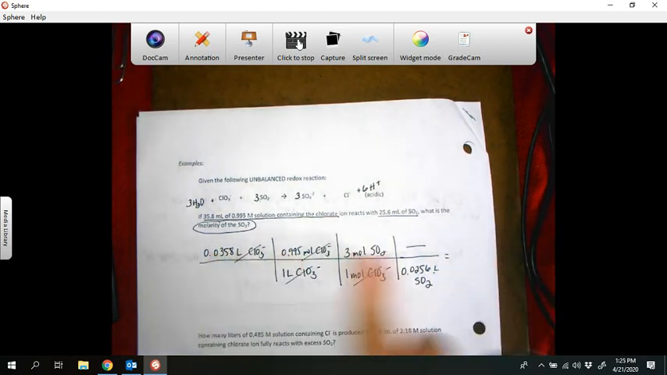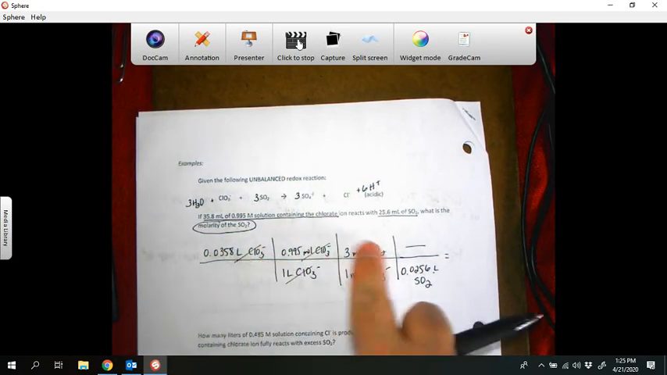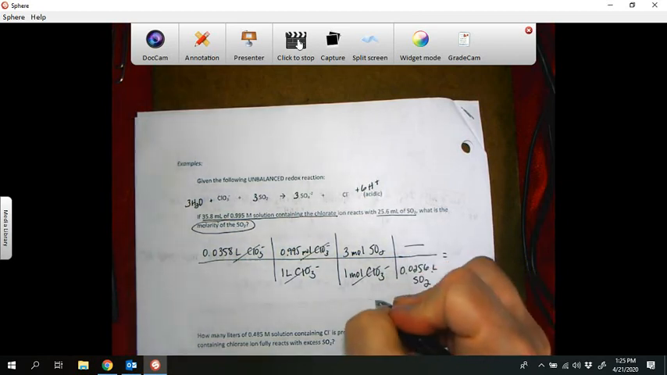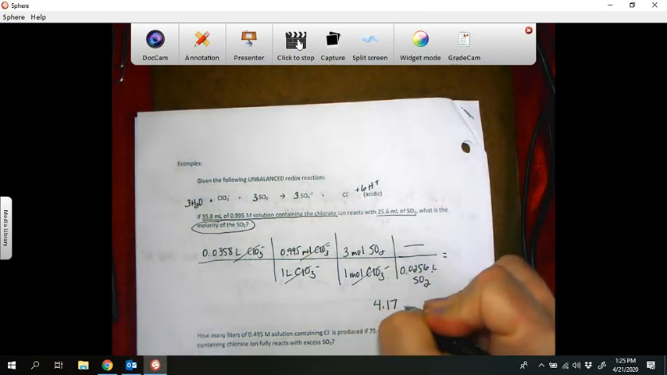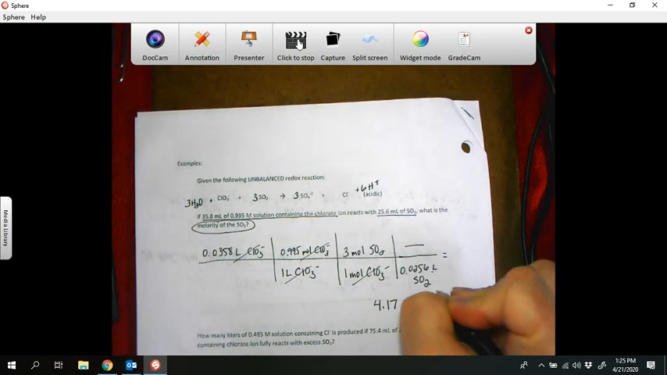So I'm going to calculate this out. Remember, we multiply when things are in the top, we divide when things are in the bottom. And we're going to look at significant figures. Everything looks like it has 3 in the problem, so we should have 3 significant figures, and we get 4.17 molar SO2 as our answer.